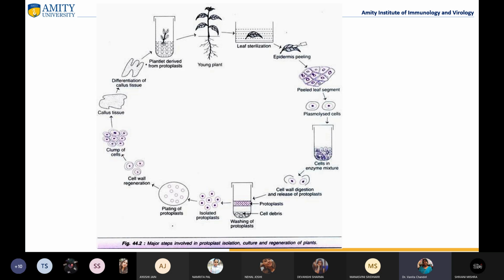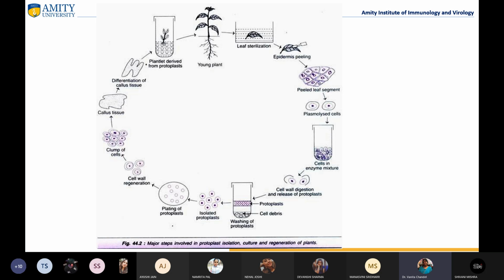Now, this is the diagrammatic representation which shows the major steps involved in protoplast isolation, culture and regeneration of the plant. Starting from the young plant, we take some explants. An explant can be a leaf or some other part. With the normal tissue culture procedure, we surface sterilize them, peel off the epidermis, and plasmolyze the cells in order to isolate the protoplasts, or basically remove the cell walls. Then we treat them with some enzymes, and the protoplasts are isolated.